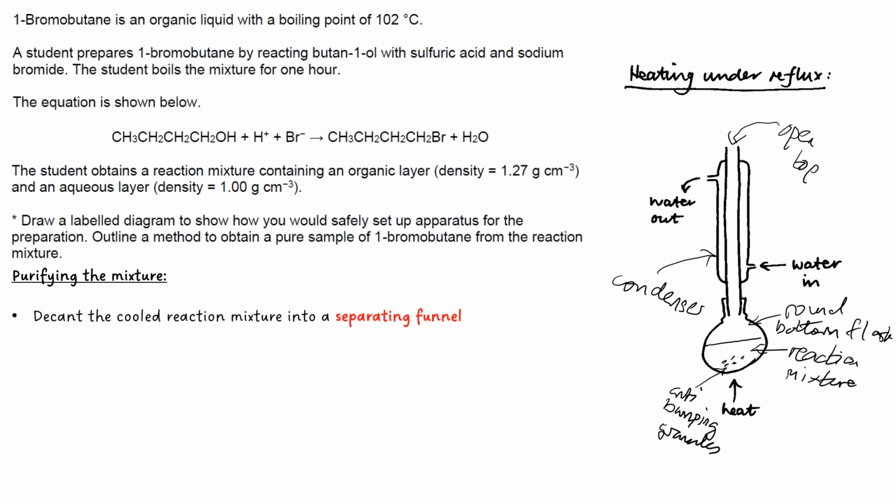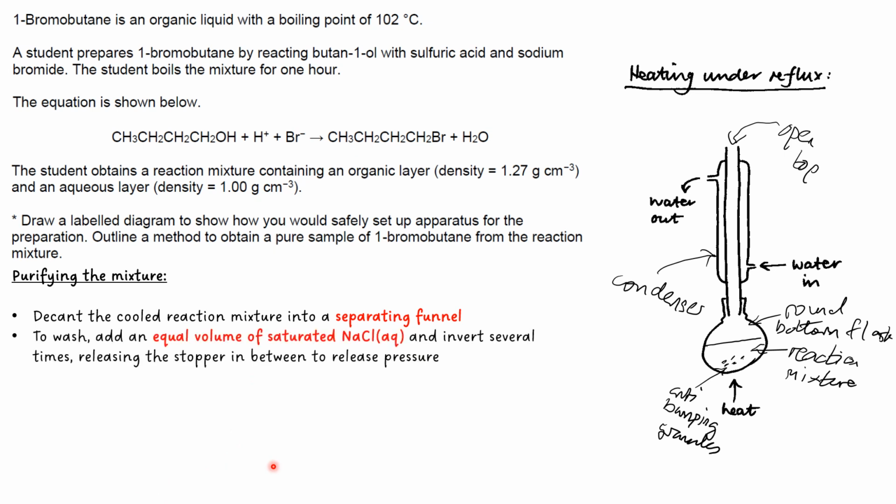So starting with decanting the cooled reaction mixture into a separating funnel. Notice I've said cooled, so you need to think about safety as well. The reaction mixture is going to contain this, which is your 1-bromobutane. It might also contain some unreacted sulfuric acid, so there's already two chemicals that are potentially dangerous. So you want to let the reaction mixture cool down before you transfer it anywhere. So it goes into a separating funnel.